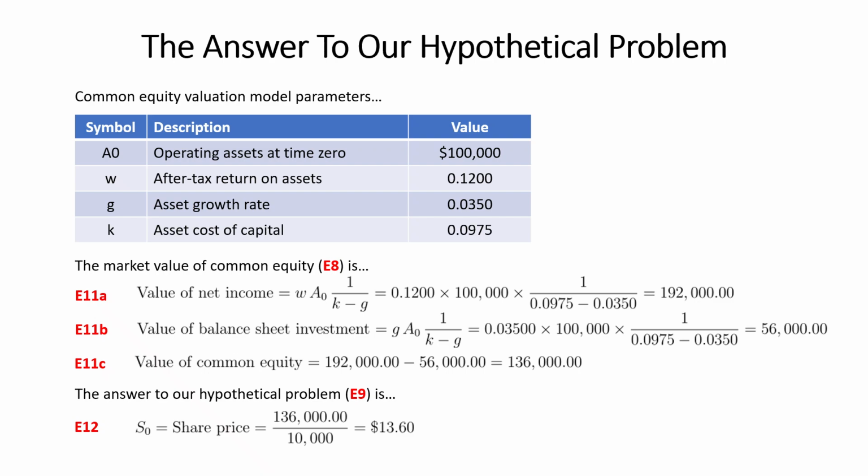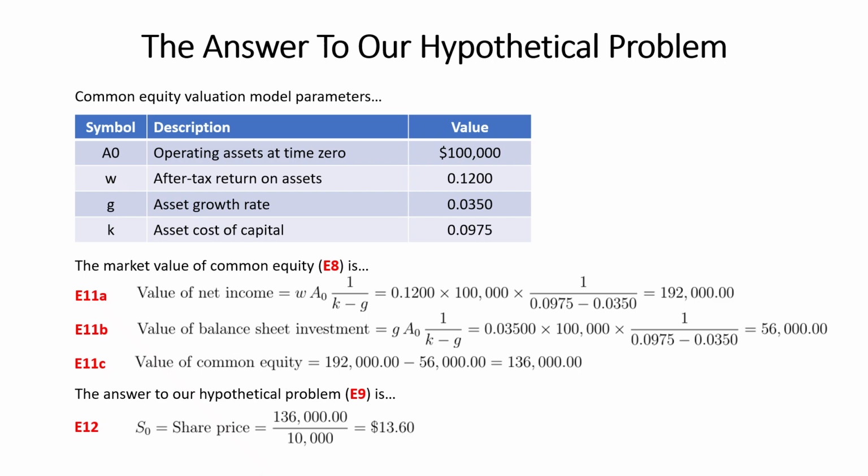So now we're at the point where we can answer our hypothetical problem. We were tasked with valuing the common equity, and we want to do it on a per share basis, given certain model parameters. Now the value of common stock is equation E8, and just like we did with the bond examples, we want to split E8 into 2 parts. Notice that E8 starts with W minus G, so we want to look at the W part separately from the G part.